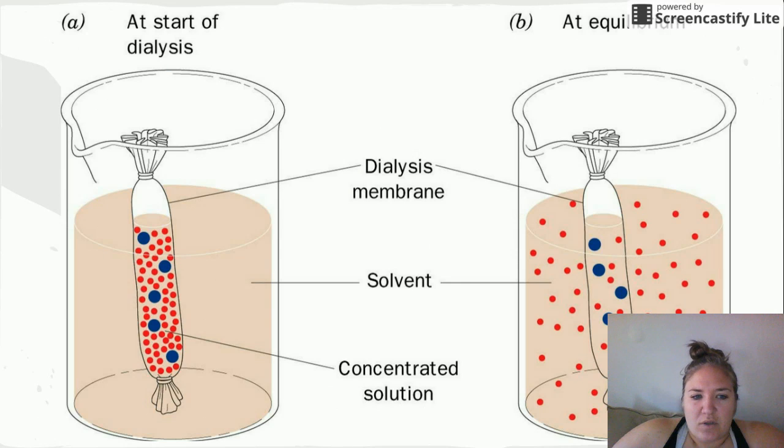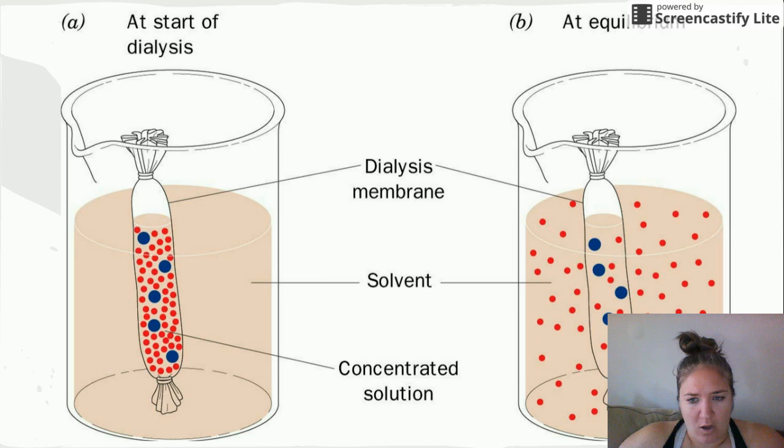If you look at this experiment right here, this is a dialysis tubing experiment, which means that the dialysis membrane is permeable to some things and not to others. Inside at the start, you have this really concentrated solution within the bag. And what you'll notice is that the blue molecules cannot move freely.